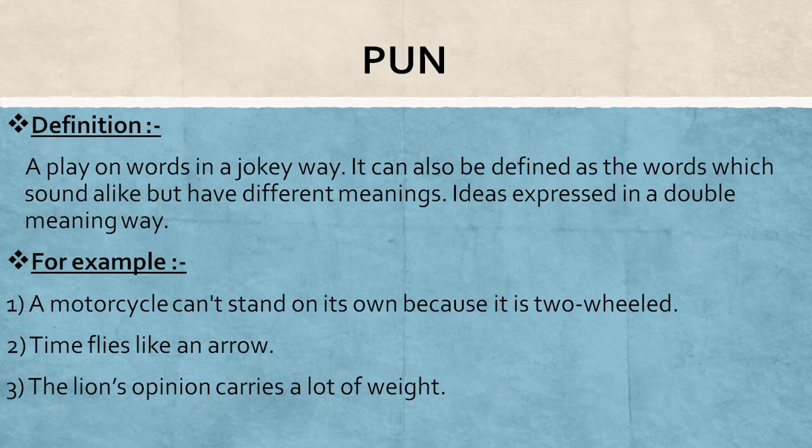8th figure of speech is pun. Definition: a play on words in a jokey way. It can also be defined as the words which sound alike but have different meanings. Ideas expressed in a double meaning way. For example, 1. A motorcycle can't stand on its own because it is two-wheeled.